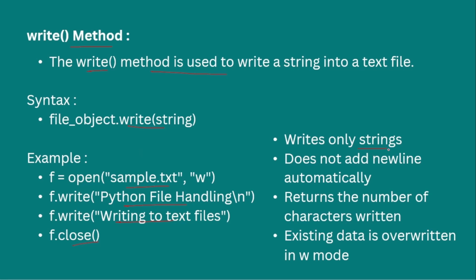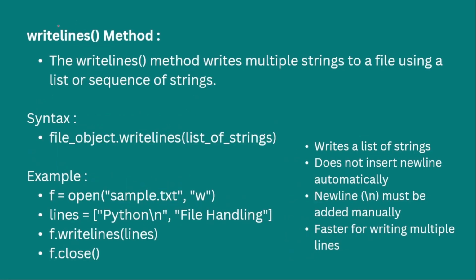It writes only strings, does not add new line automatically. So we have to explicitly specify new line here. Returns the number of characters written, and existing data is overwritten in write mode. Okay, so if sample.txt already had some data, it will override that data.